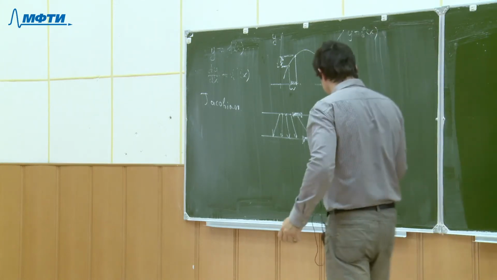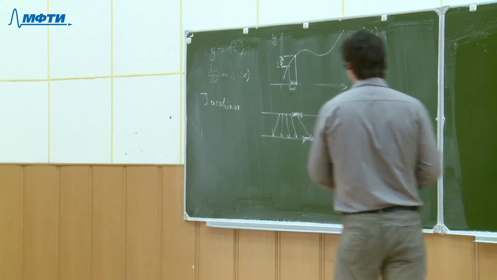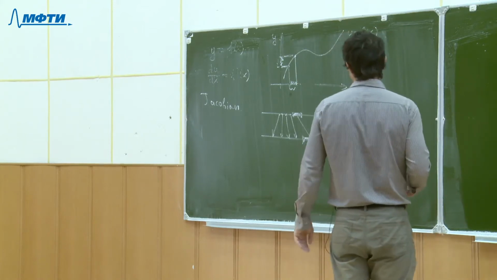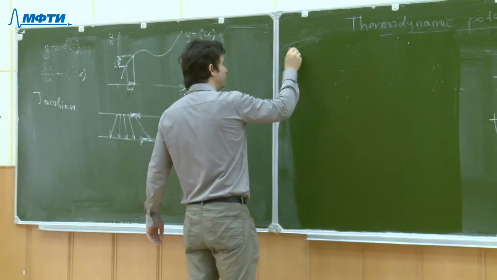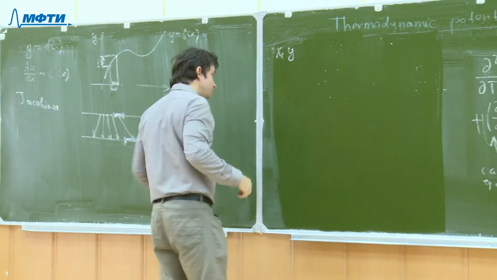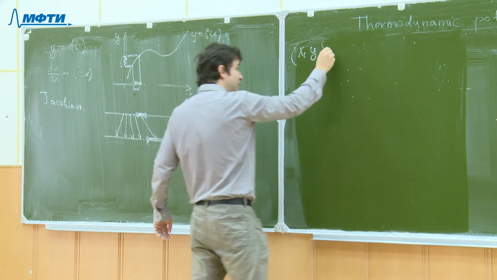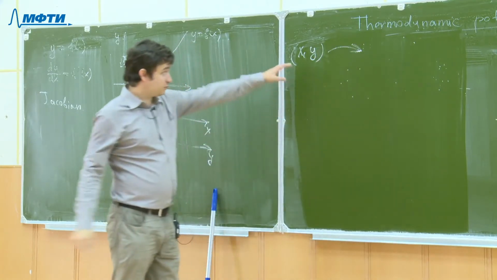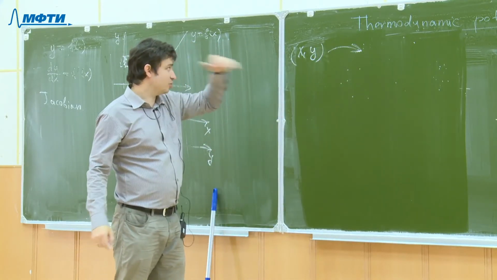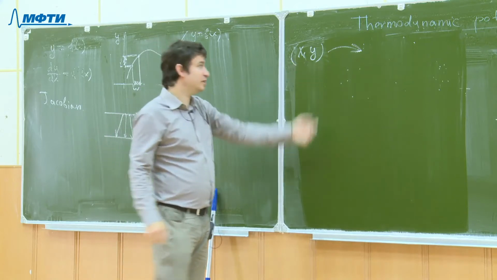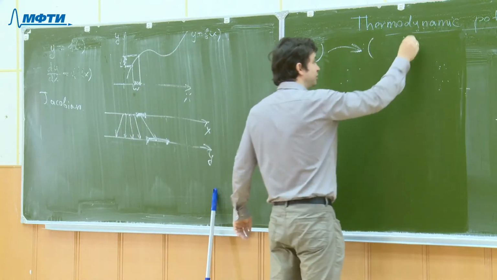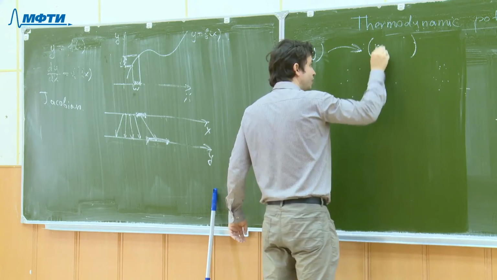So now let's say that I have multiple functions. Let's say I have x and y as independent variables, and I transform a point on a two-dimensional plane into another point on a two-dimensional plane. Let's say mn.